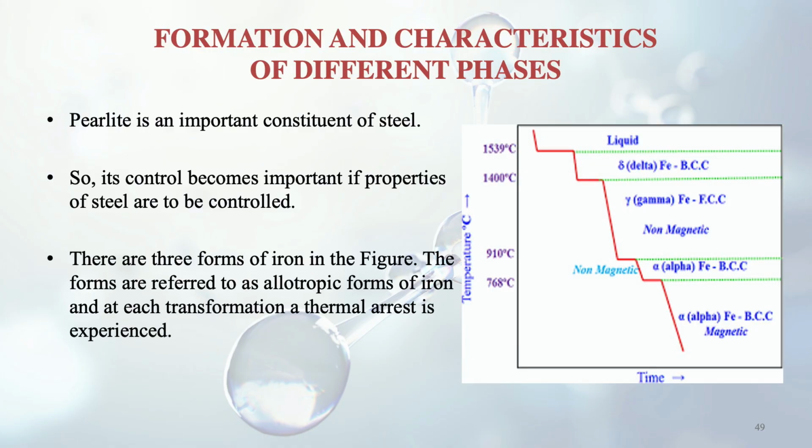There are three forms of iron in this figure given. Those are alpha, gamma and delta. Alpha is the one which is up to about 900 degrees centigrade. Then gamma is the one which is up to about 1400 degrees centigrade, and beyond that, from 1400 to 1539 degrees centigrade, we get delta. So this transformation from BCC to FCC and further again to BCC keeps on happening depending upon the cooling rate, carbon constituents, etc.